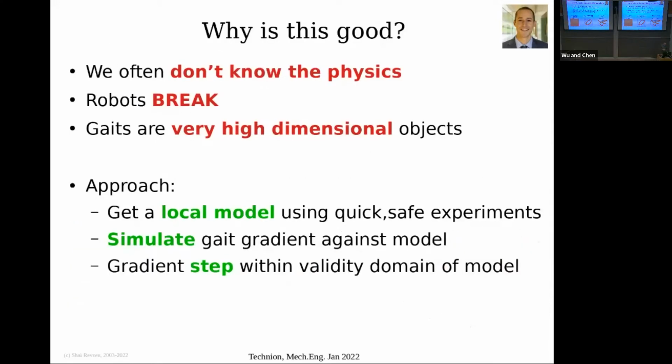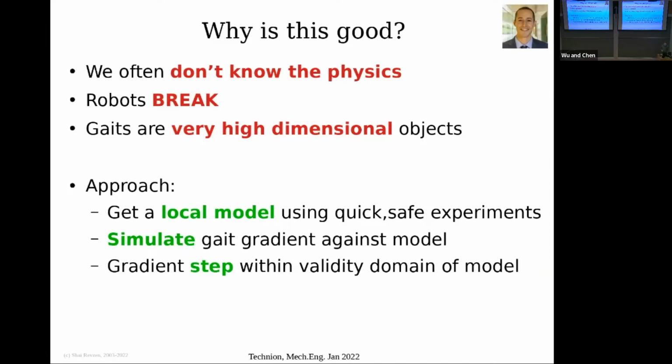Why is this a good idea? We often don't know the physics. If we tried to do this with a robot, this many iterations, the robot would break because gaits are very high dimensional objects. The policy space is very high dimension. So we get a local model using quick and safe experiments, and we then simulate to get the gradient of the gait against that model, and then do an optimization step.